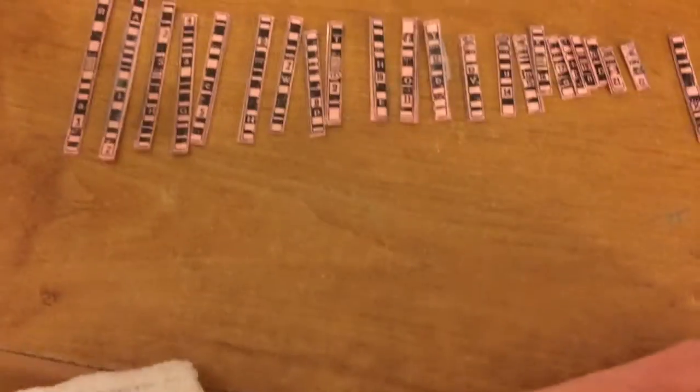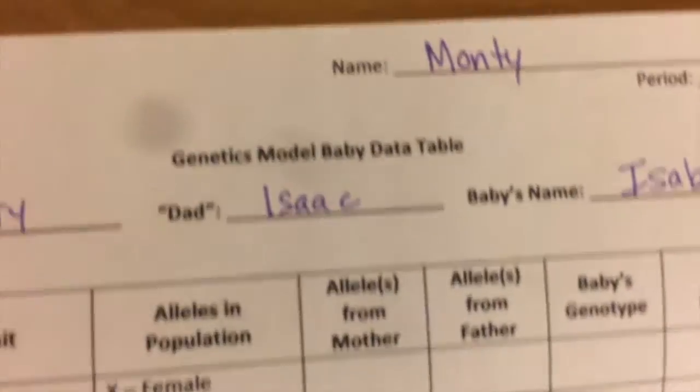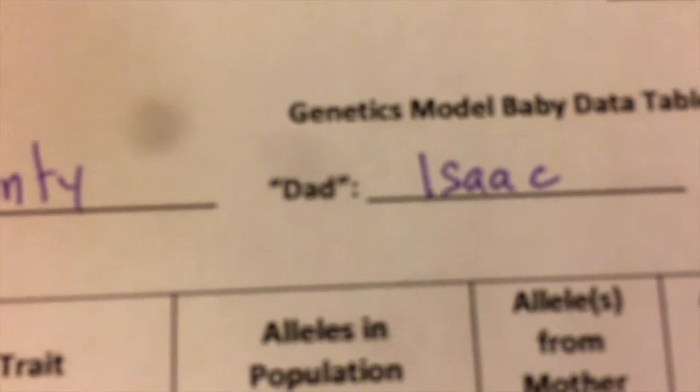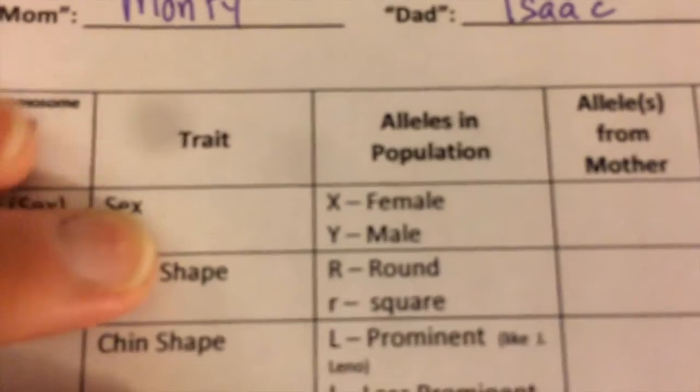So now that I've got my chromosomes lined up and my partner has his, I'm going to fill out my data table. So I put my name here, and I'm going to be the mom, so I put my name there, and my partner's going to be my cat, so I put his name there. So now I go to actually mating and actually having kids. So to do that, I'm going to open up the book. And I'm going to just start going through the book 1 page at a time, starting with the sex.